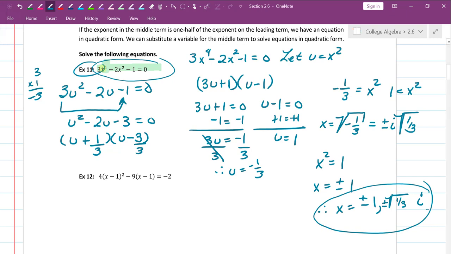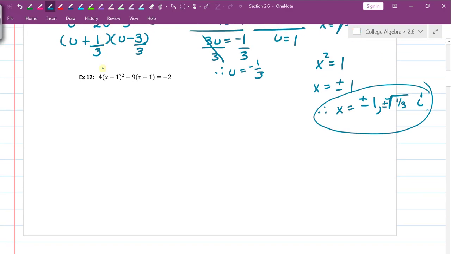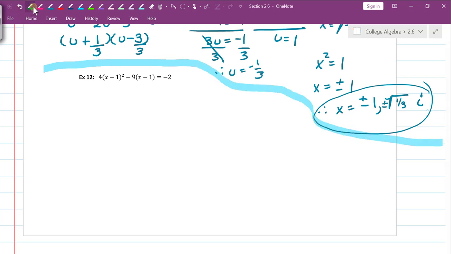The last u substitution that I want to go over is problem number 12. And problem number 12 is a little bit different form than the one we just did. You'll notice that we have an x minus 1 in the common areas, and this is to the second power, this is to the first power. And our c is on the right hand side. So let's go ahead and say, let u equal x minus 1. In that case, I will end up with 4u squared minus 9u is equal to -2.